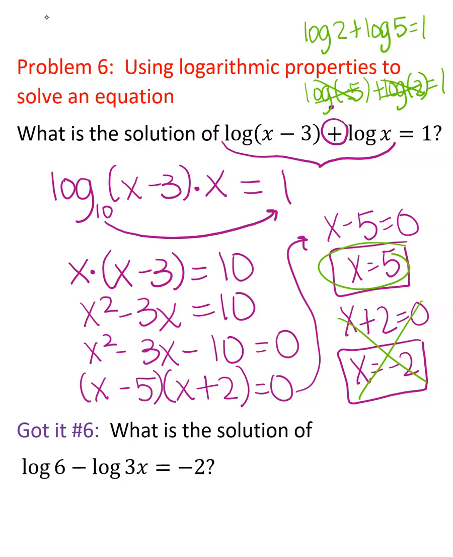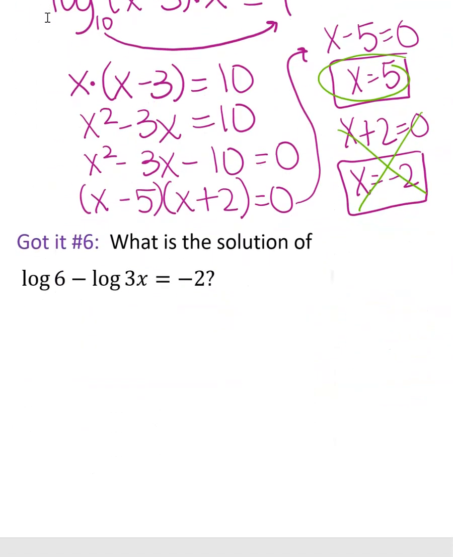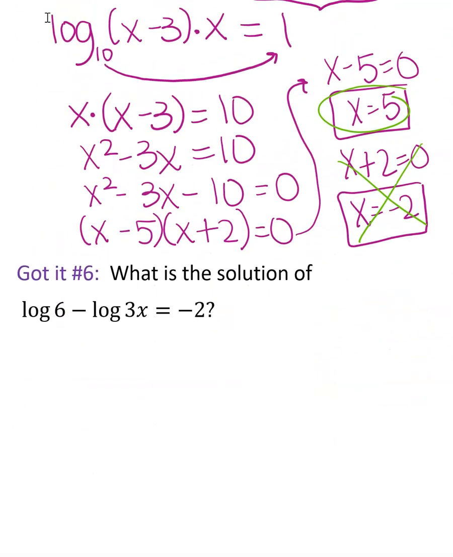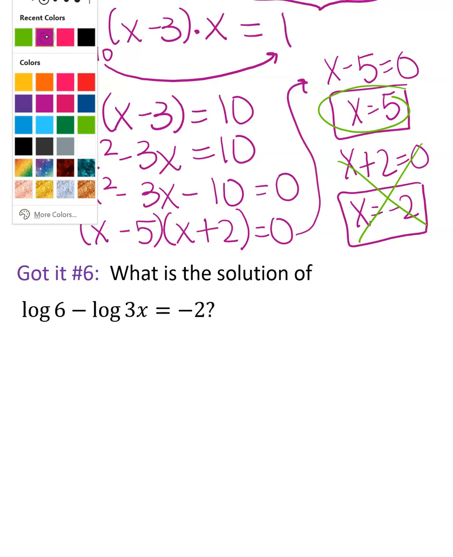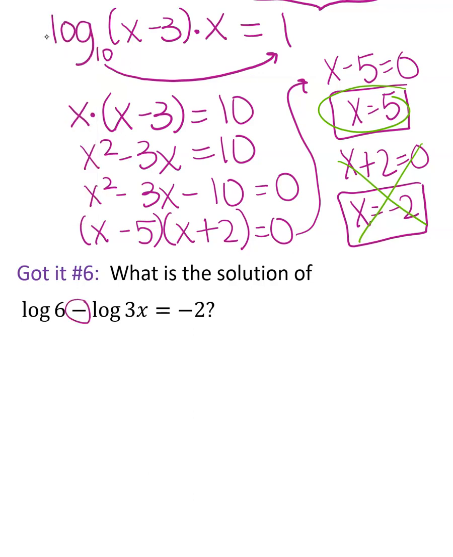If you'd like to pause and try got it question number 6, you can do that now. So this time we have a subtraction, which means division. So log 6 divided by 3x equals negative 2. There's a 10 here. We're going to swing it over. So we'll finish solving.